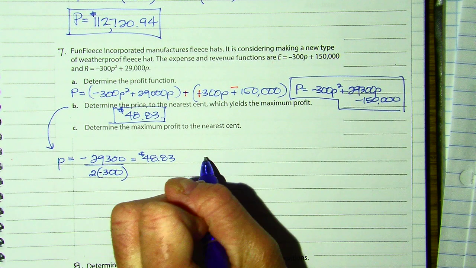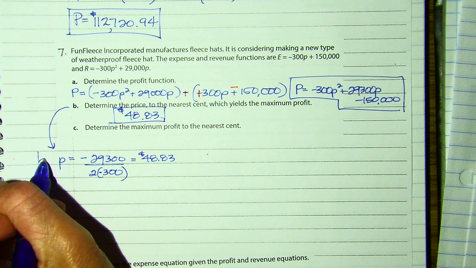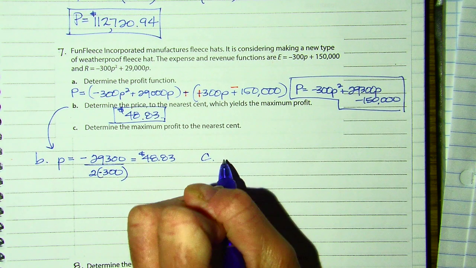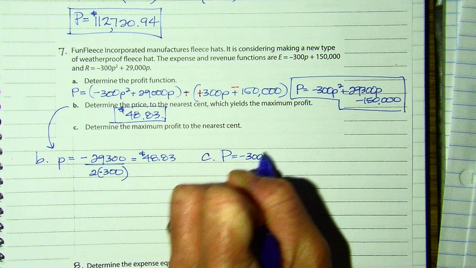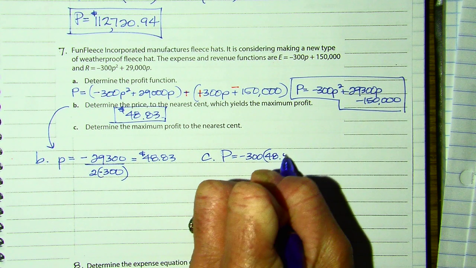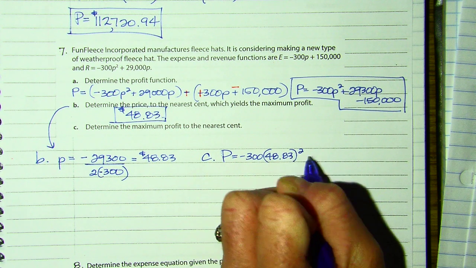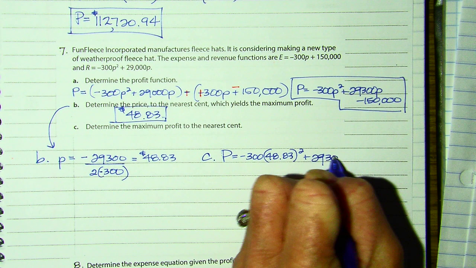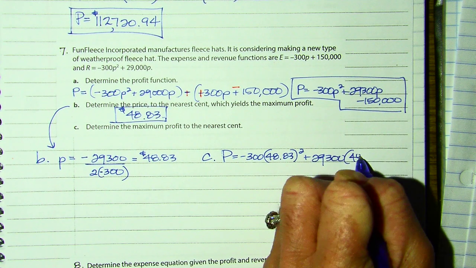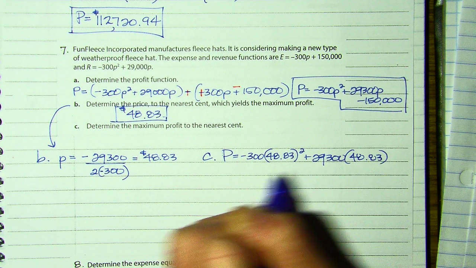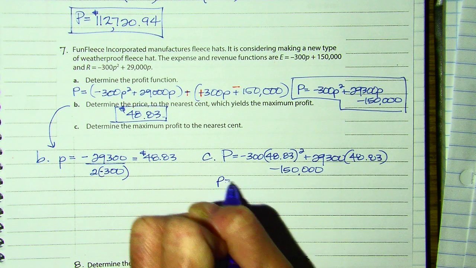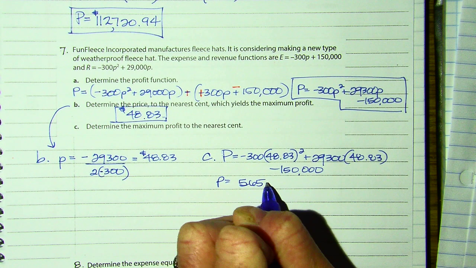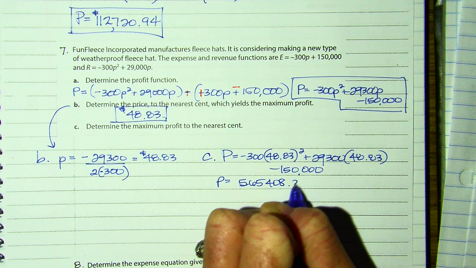So here's part B, here's part C. I now have to plug that price into our profit equation. So negative 300 times 48.83 squared plus 29,300 times $48.83 minus 150,000. And I get a profit of $565,408.33.